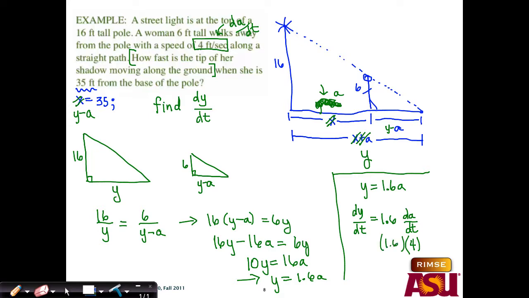Then the rate at which the shadow is moving away from the pole is 1.6 times as much. So at the end, once we finally get to this, it's a simple question, simple implicit derivative included, but just 1.6 times 4, which is, let's see, 6.4. And the units, again, feet per second. But getting to that point is the tricky part.